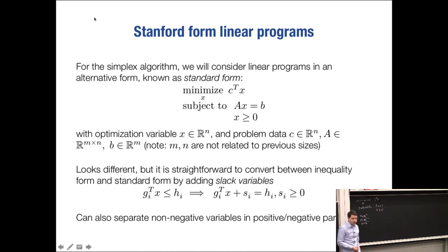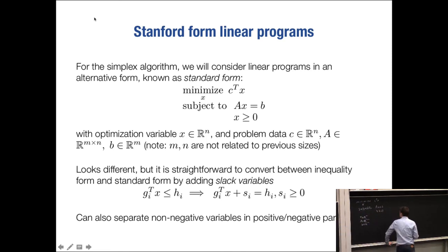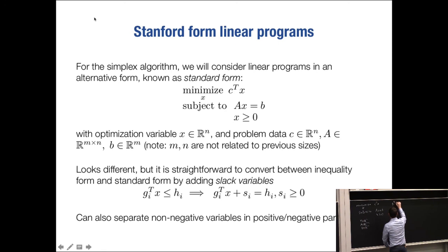The way this is done, at least in the simplest case, is something called slack variables. So if we have some constraint, g_i transpose x less than or equal to h_i, and we want to represent that same constraint in standard form, all we do is add another variable, which I'm going to call s_i, and s_i has to be greater than or equal to 0. And we add the constraint that g_i transpose x plus s_i is equal to h_i. Right? That will be possible if and only if there's some s_i greater than or equal to 0 that satisfies this. So this holds if and only if this holds. That's how you convert between these two.